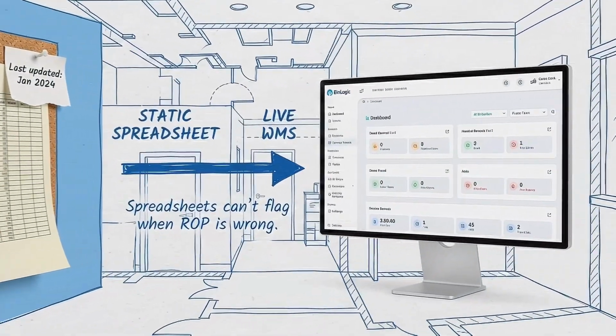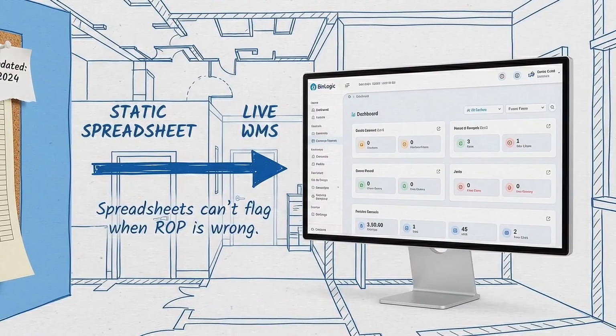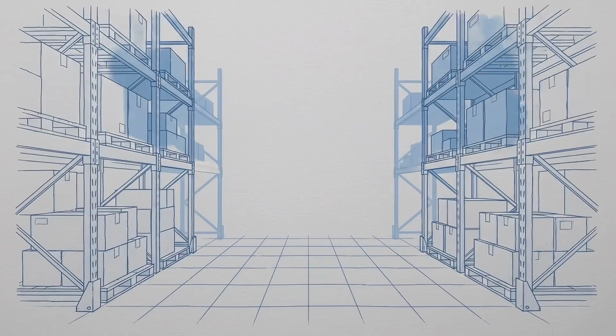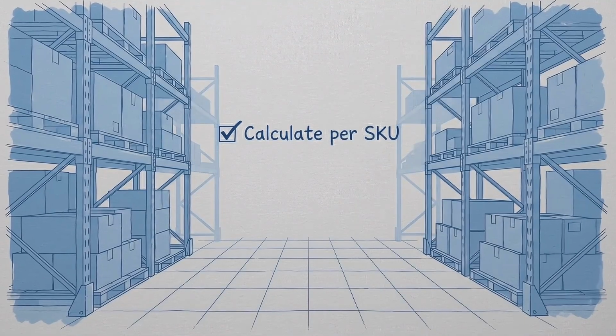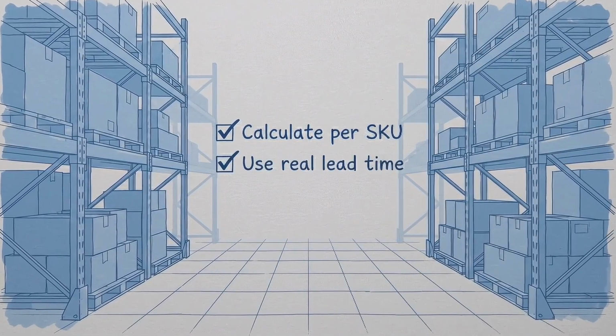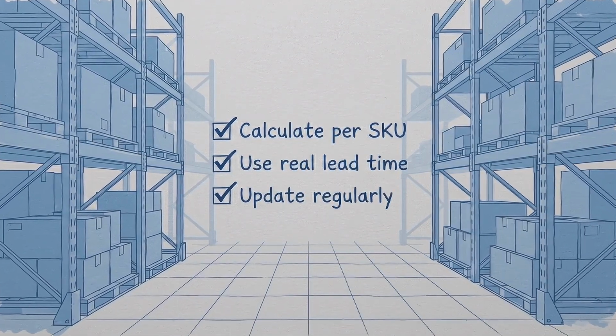This is exactly where manual inventory management breaks down. Your reorder point is the most important trigger in your warehouse operation. Calculate it per SKU, keep it current, and your stockouts drop dramatically.